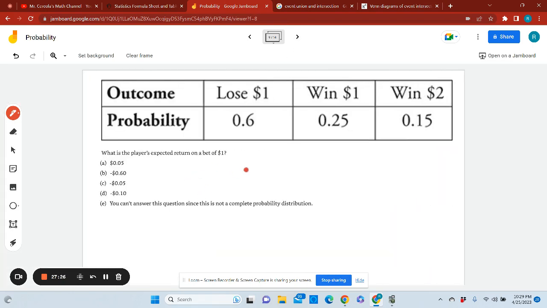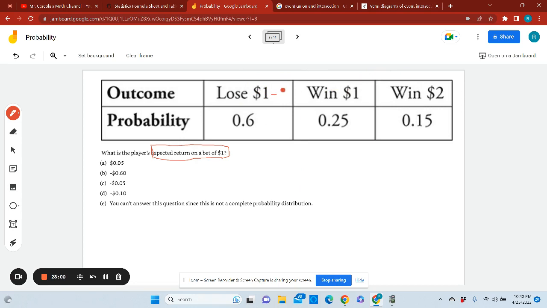Here, we're doing some expected value in this question. All right. They're asking you if you were to bet $1, what would be your expected return, right? Especially if you see that word expected, you know they're talking about expected value, right? And whenever you hear expected value, it's really the same thing as finding the mean of a discrete random variable, right? Look at the values that this variable can take, right?